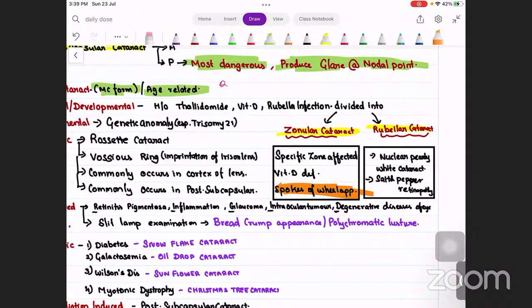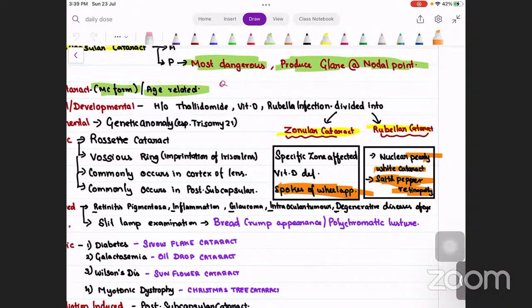And apart from that, in rubellar cataract you may see two things: a nuclear pearly white cataract, and salt and pepper retinopathy. Then you may have a zonular cataract. Speaking about the zonular cataract, there will be a specific zone which is affected, vitamin D will be deficient, and you may see the spokes of wheel appearance, people.